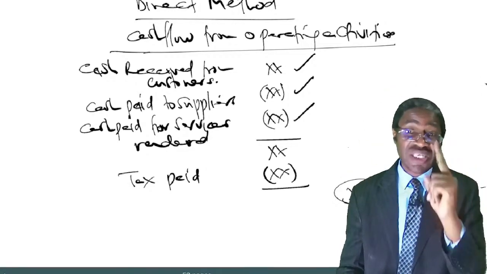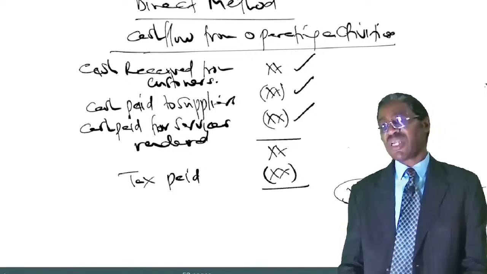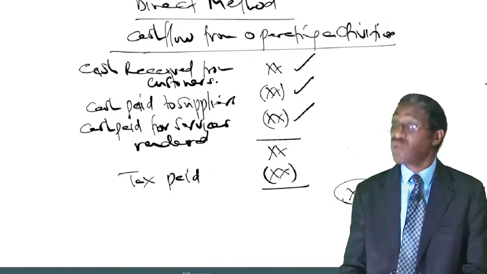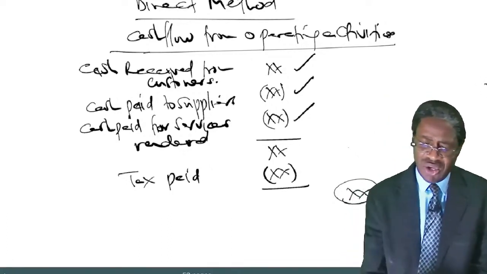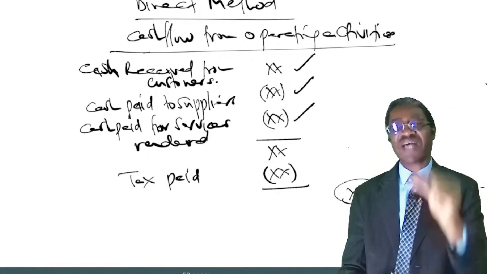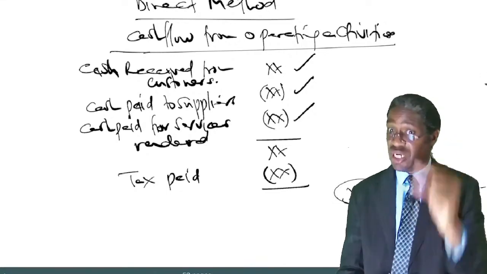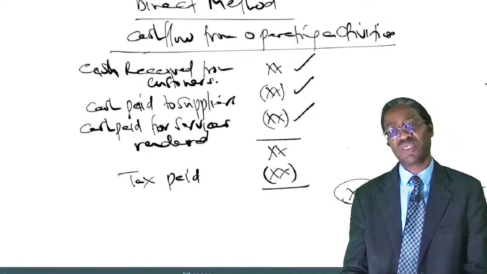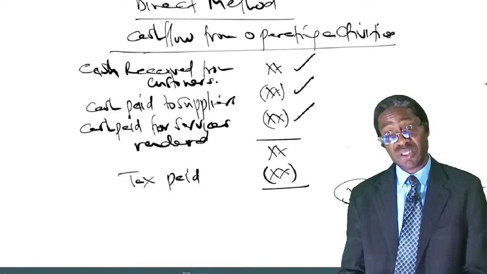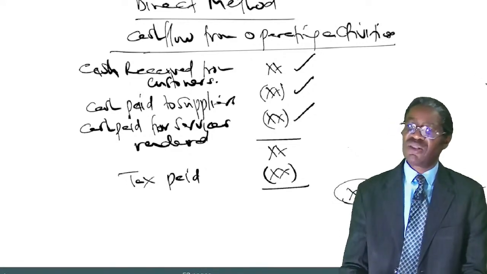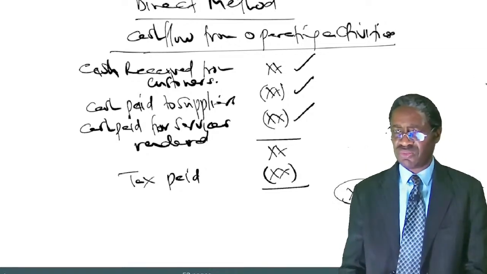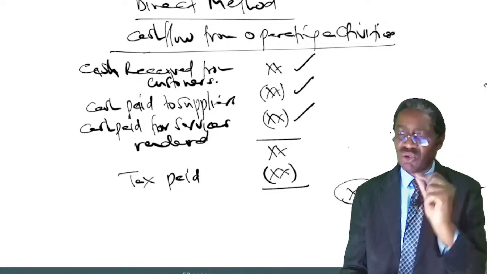When it comes to the direct method, to determine cash flow from operating activities, none of these three figures are given. Meaning, it is your responsibility to calculate how much is the cash received from customers. As a business, how much did you receive from your customers? We shall talk about that in a short while. Two, how much cash did you as a company pay to your suppliers? We shall talk about that in a short while. Three, how much cash did you pay for all the services rendered to you as a company? How do you determine them?